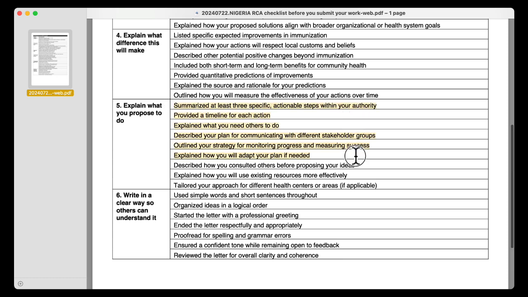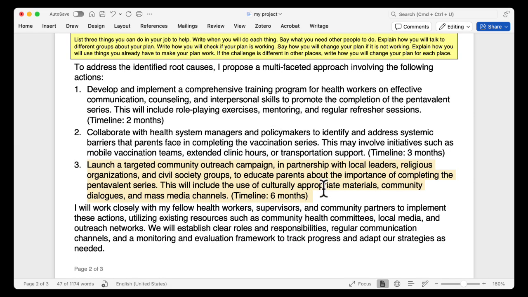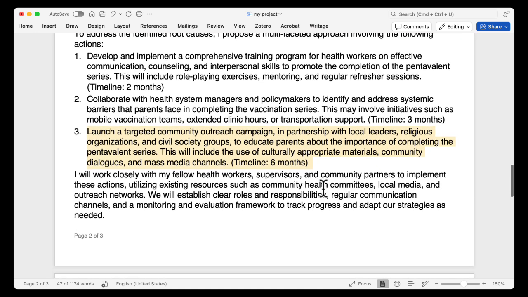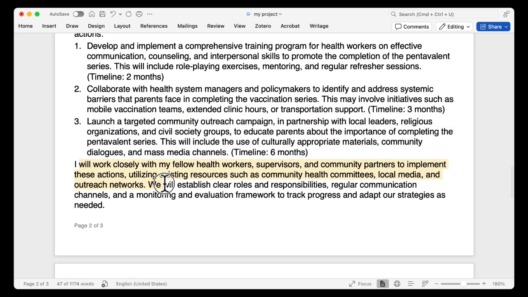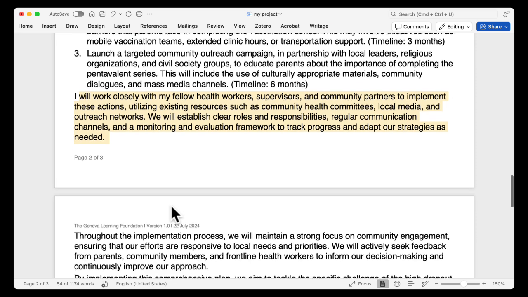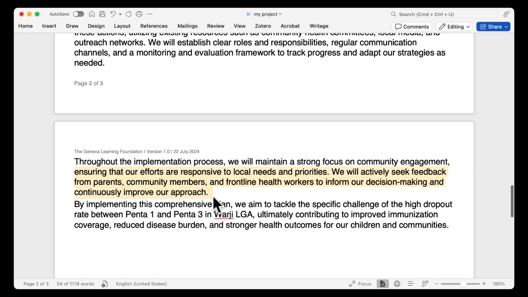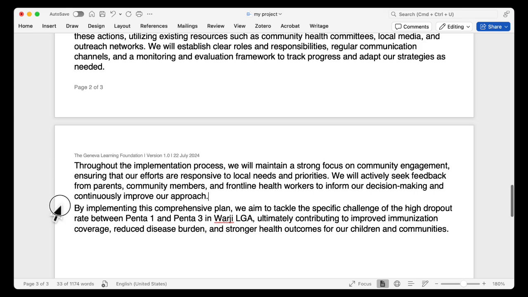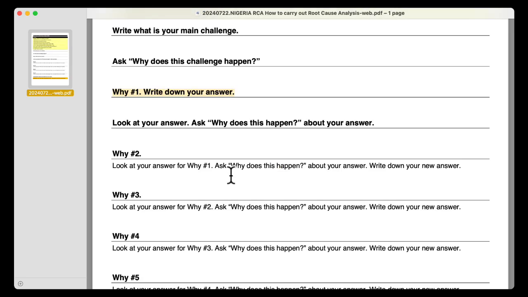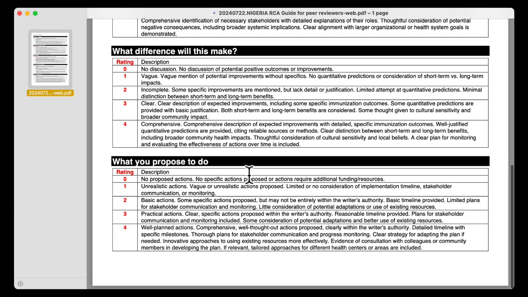Provide a timeline, outline your strategy. It sounds like these are all good ideas, but it's difficult to determine if they're actually feasible, realistic, if they could actually happen. Now, the part about collaboration, clear roles and responsibility, that's all very good, but again, the focus on community engagement, how are you going to do that? Sounds very optimistic, sounds very ambitious, but if I look at the reviewer criteria for what you propose to do, well, I'd say there's some unrealistic actions.